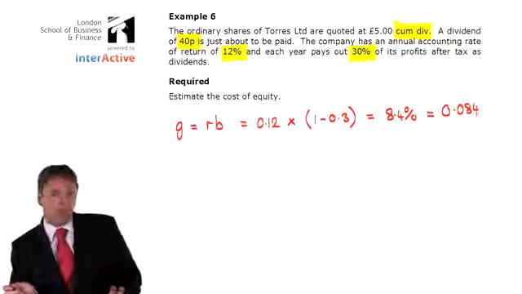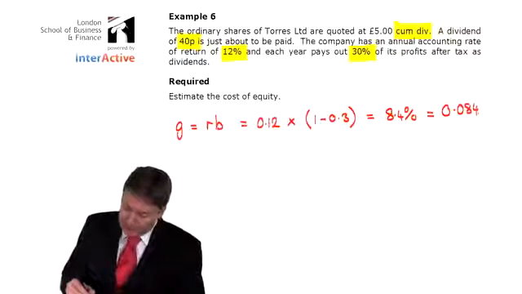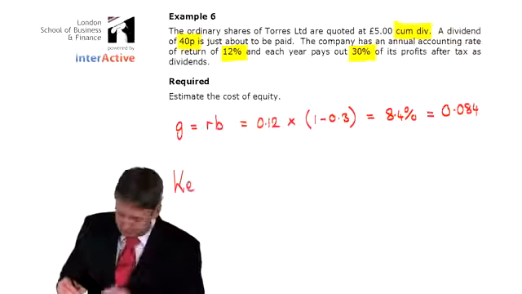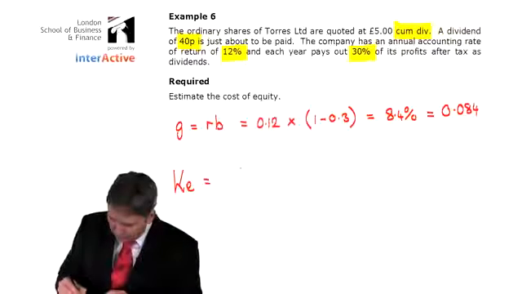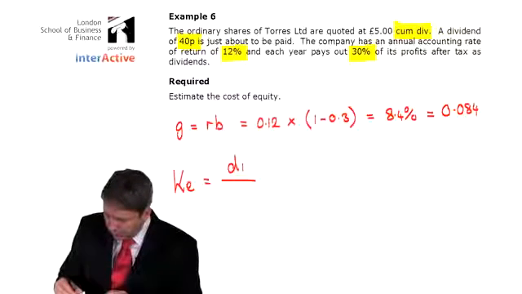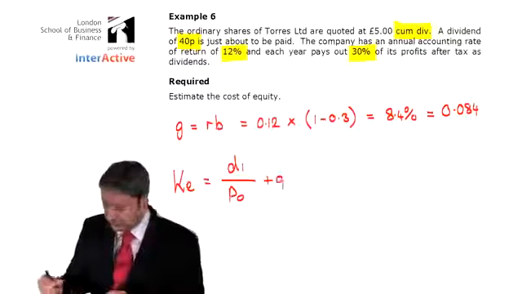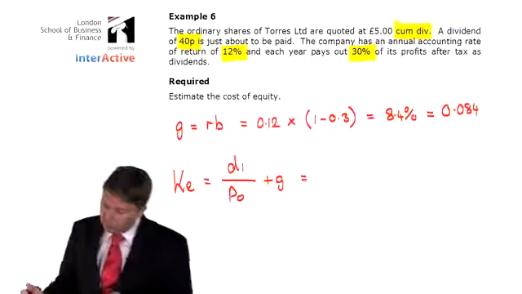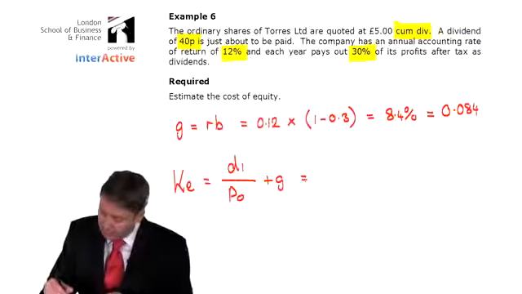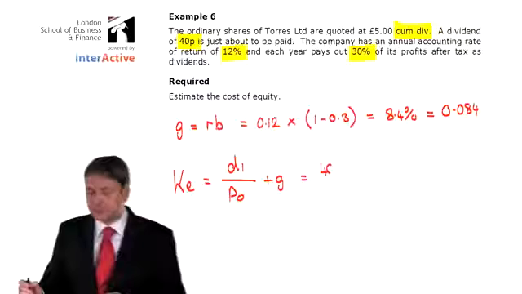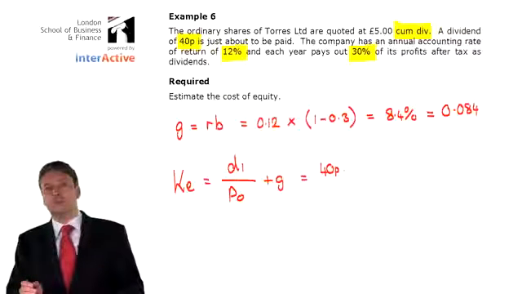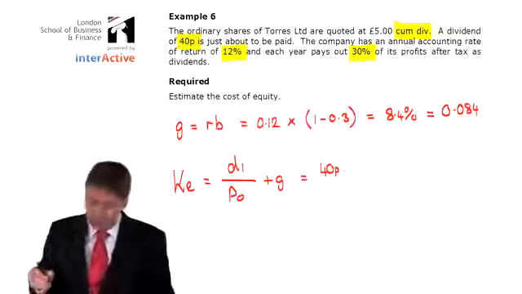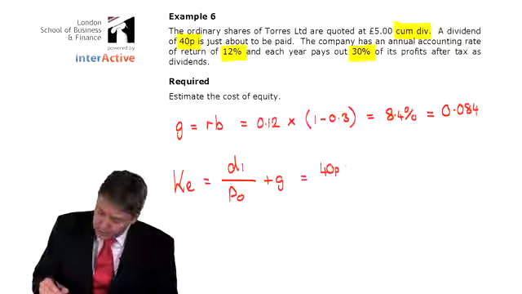So now let's slot it back into the formula. Ke equals D1 over P0 all plus g. What is D1? Well, if we're looking at D1, we have somewhere the current dividend, 40 pence. And what we want is the dividend in 1 year's time. So we multiply by 1.084.